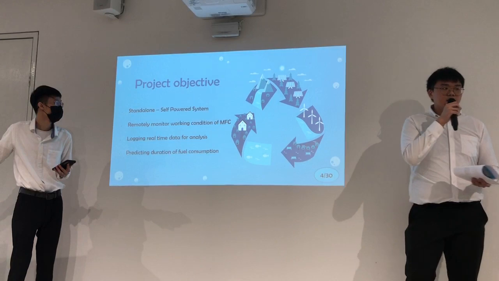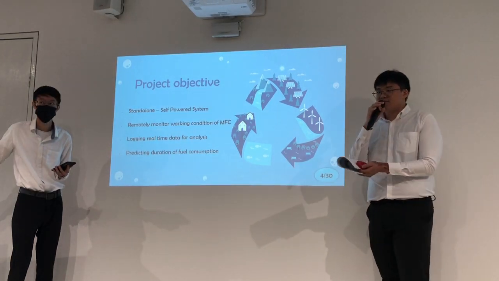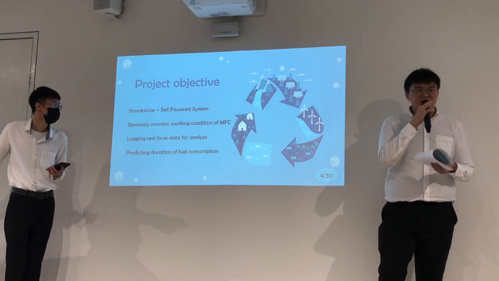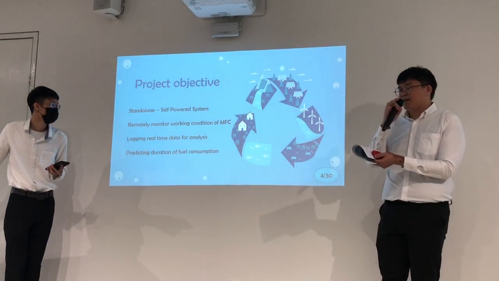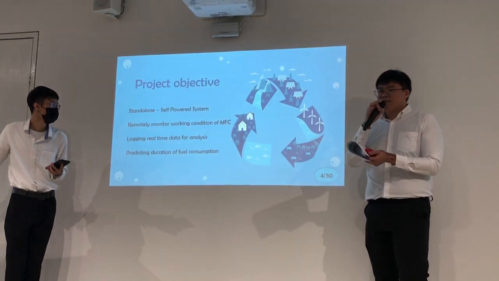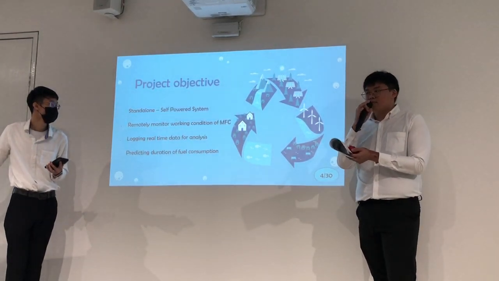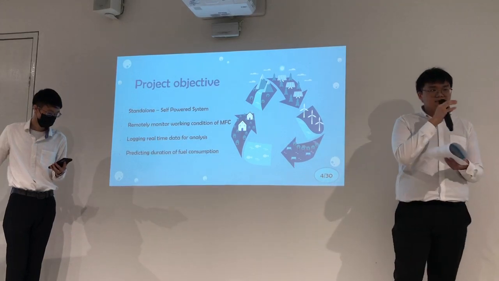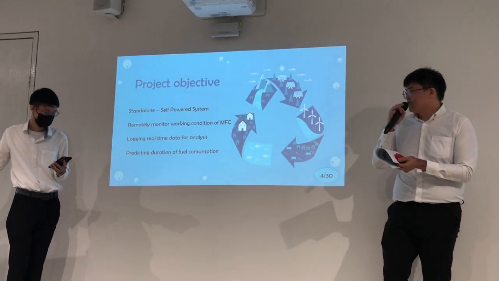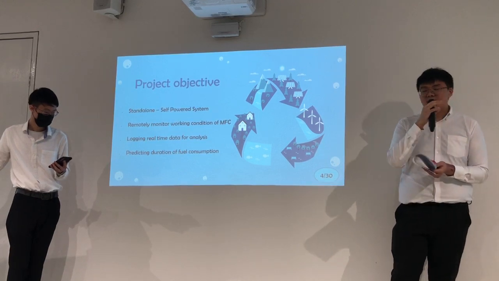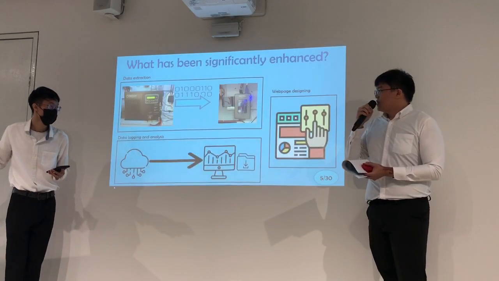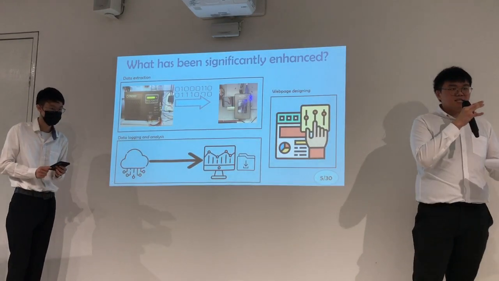Okay, so the project objective. Before I start, we need to understand that our project is a standalone project, which means that it does not require any external power and is a self-powered system. The main purpose of this project is to remotely monitor the working conditions of the MFC, also known as the modular fuel cell, to log real-time data for analysis purposes, and last but not least, to predict the duration of fuel consumption.